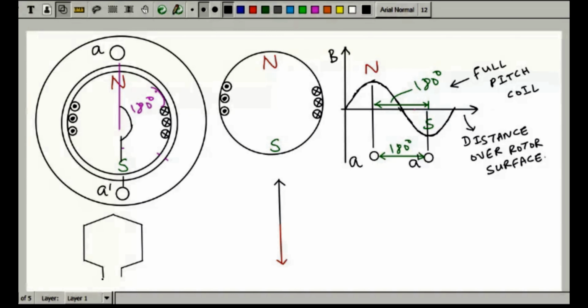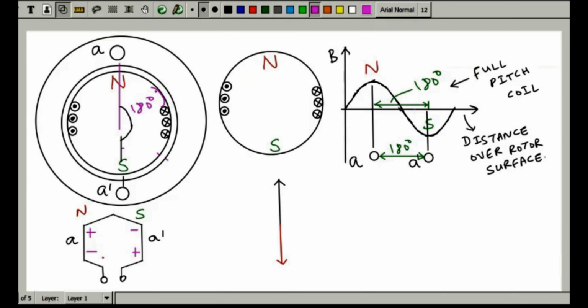The induced EMF in these two coil sides A and A dash. Let's say coil side A is under the north pole and coil side A dash is under the south pole. So the polarity will be like this. If this is plus minus, this should be the opposite of that, so it should be minus plus. And the north pole, if it is like this, the south pole will have the opposite polarity.